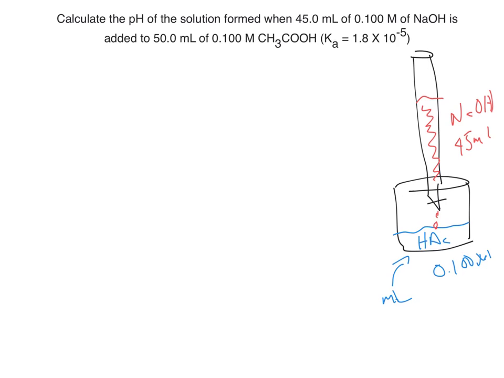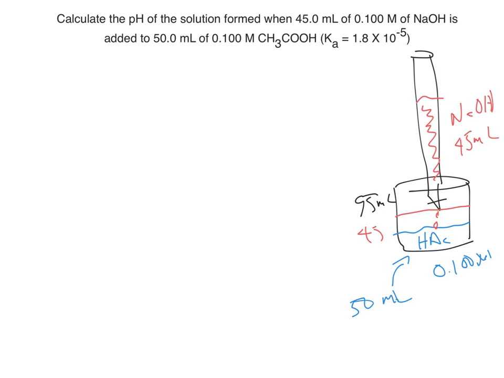So at the end, we're going to have basically 50, this was 50 here, plus 45. So it's going to be basically 95 mL. That would be the total volume once we add both of them. Okay, so basically this is what is happening here. We have 50 mL of the acetic acid solution, and we are doing the titration with the sodium hydroxide.